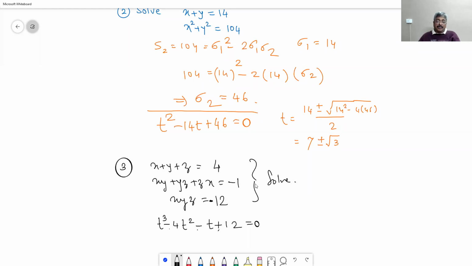Okay, so now I am just making the correction and solving it for you. If this is minus 12, this will become plus 12, correct? Because the first coefficient is negative, the second coefficient is positive, the third coefficient is going to be negative. So minus 12. If you put t is equal to 3, then you get 27 minus 36 minus 3 plus 12 is equal to 0. Is that right?